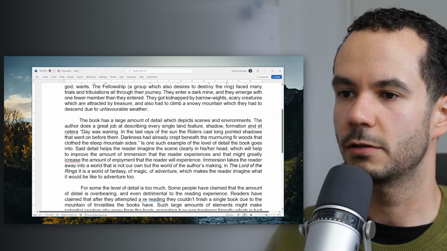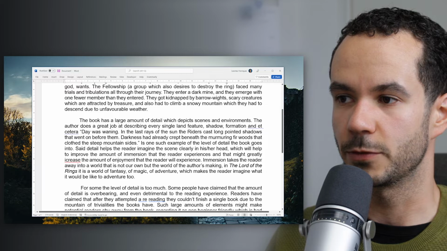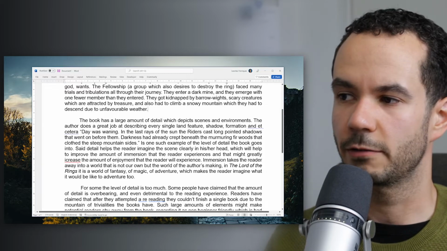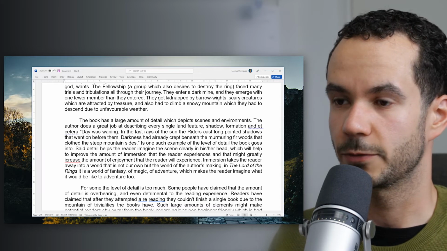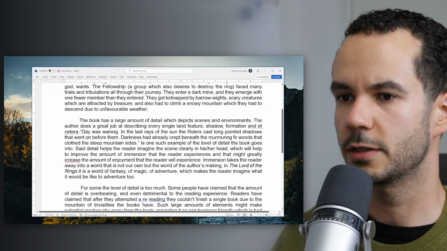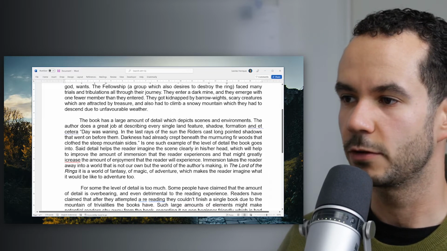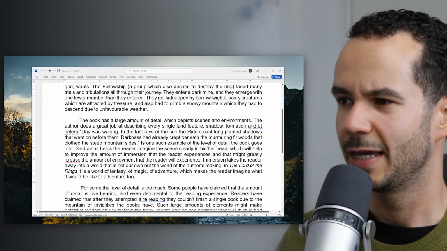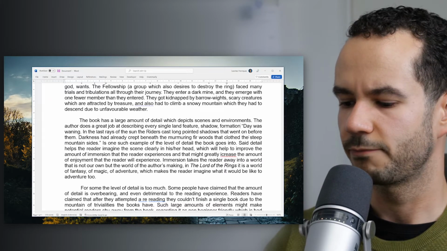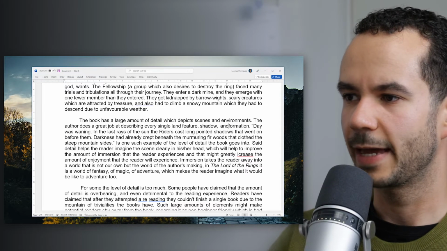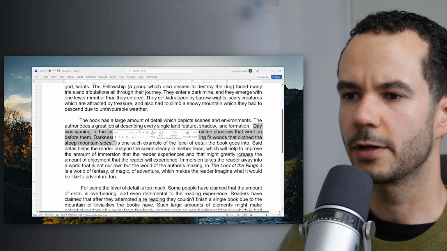And the first argument is that the book has a large amount of detail which depicts scenes and environments. So that's the topic sentence of this paragraph, and I assume that this person likes this element of The Lord of the Rings. We move on, and the level 2 sentence is: the author does a great job at describing every single land feature, shadow, formation, and etc. Now that sounds a bit weird, so I'm going to remove "and etc." and say "shadow and formation."